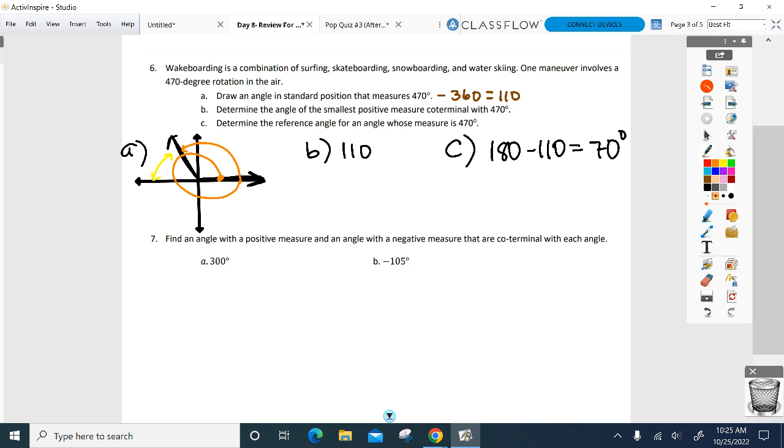We're all good? Yeah. What's your deal? Could it be 90 or no? No. Nope. It's got to be between 0 and 90. Okay? Got to be between 0 and 90.